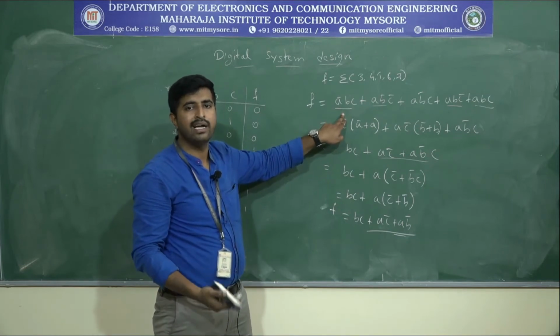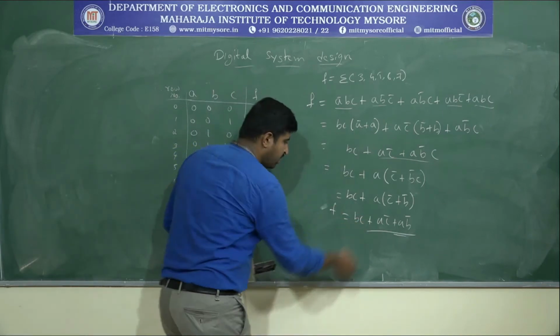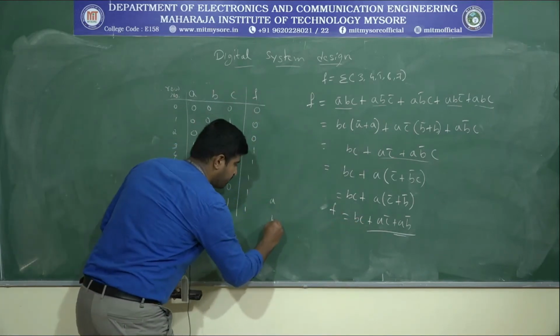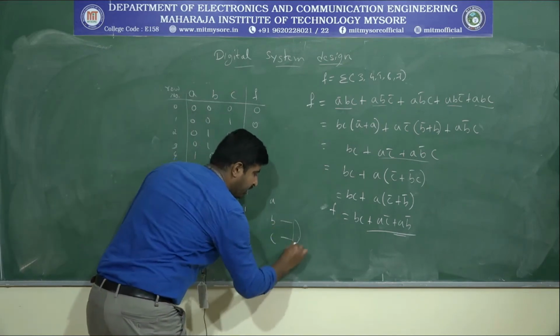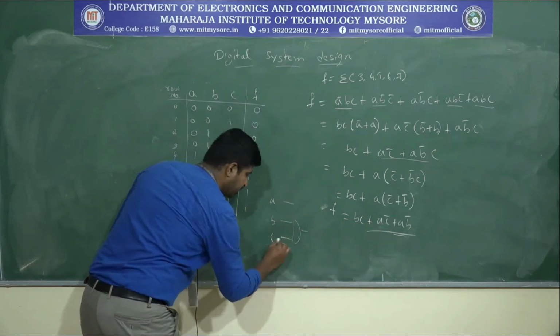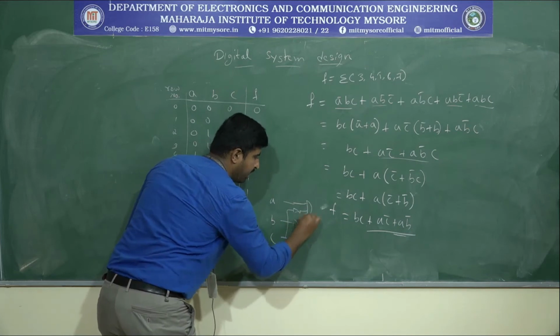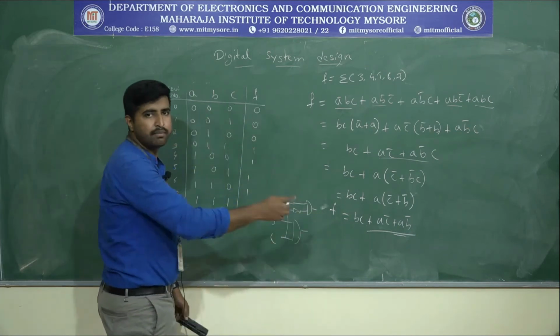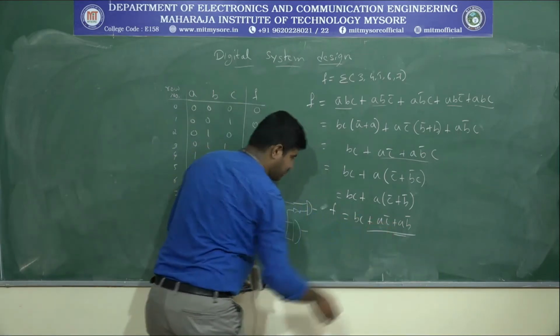We need to write the logical diagram. So how to write the logical diagram? As usual, we have 3 inputs A, B, C. B and C should be ANDed together. Next A, C bar, and this will be NANDed together. Like that we can simplify. See, here how many gates do we need? I will write this one also.